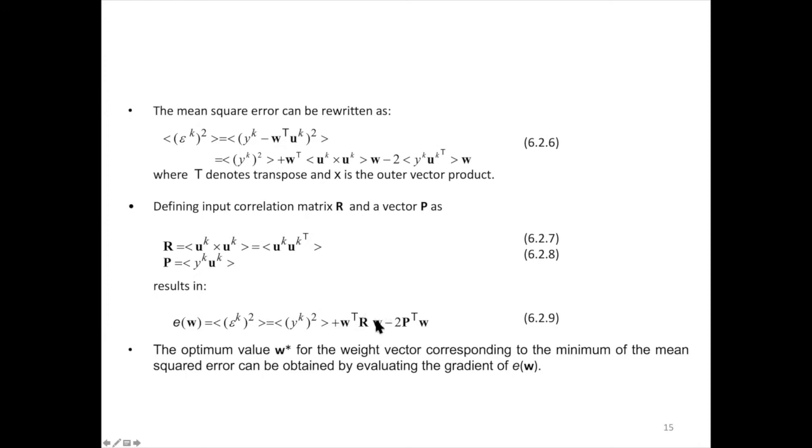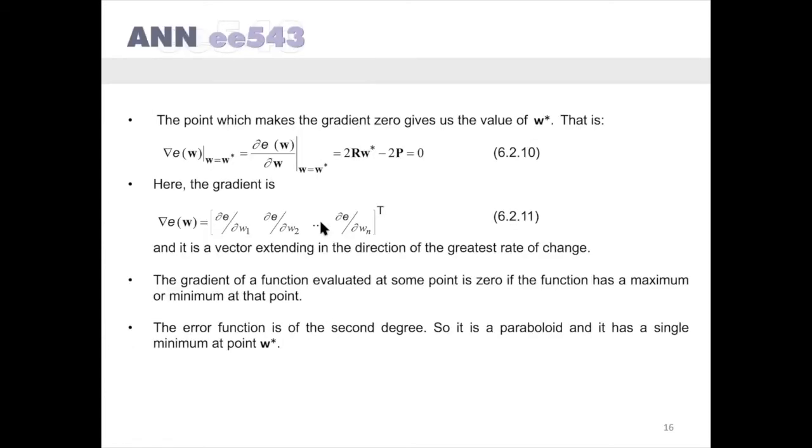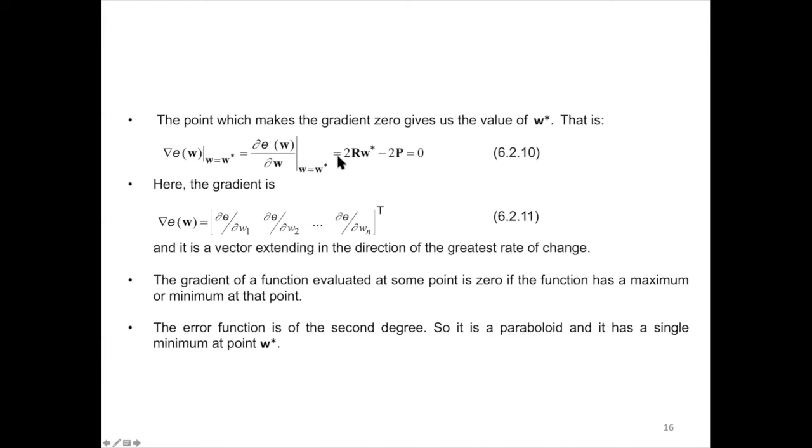So this W drops here, this one drops, and because this is not a function of W, this term drops. So we will have 2RW star minus 2P equal to 0.